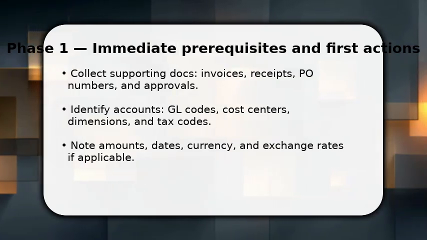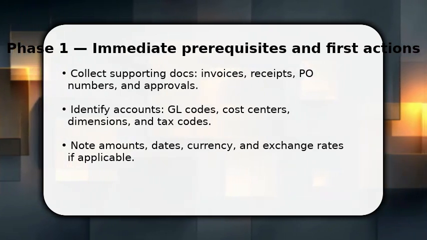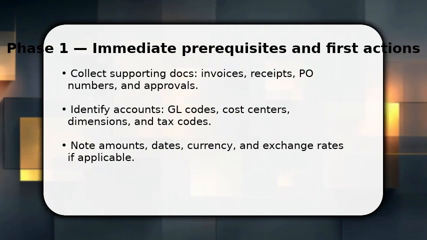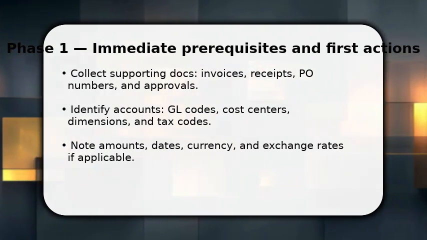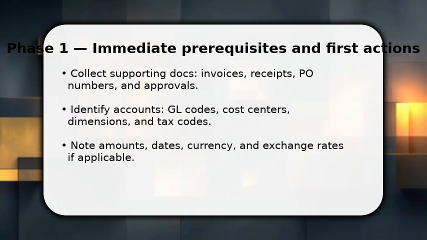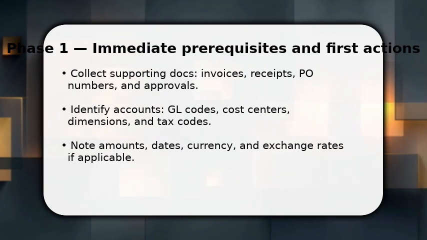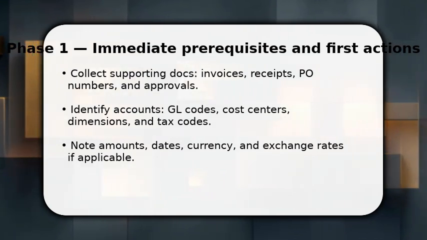You begin by assembling everything that proves the transaction: invoices, receipts, and any approvals. Once collected, identify the exact GL accounts and cost centers to use, because accuracy here prevents reconciling errors later. Make sure you note dates, currency, and exchange rates if the entry crosses currencies.